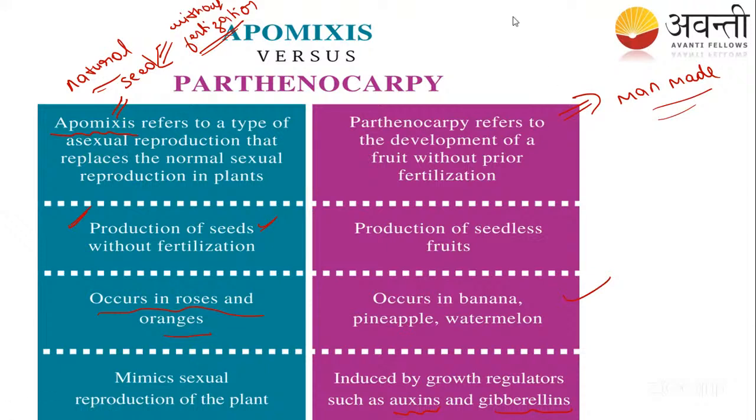Parthenocarpy is formation of the fruit without fertilization. Apomixis is formation of the seed without fertilization. Apomixis is a natural process, whereas in parthenocarpy, we are using the hormones, that is auxin and gibberellin.